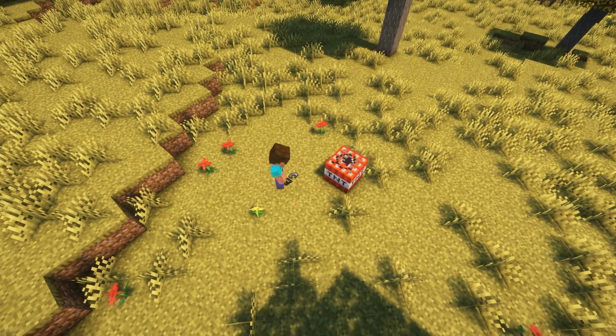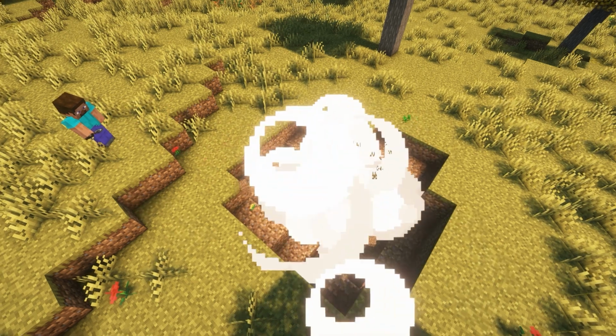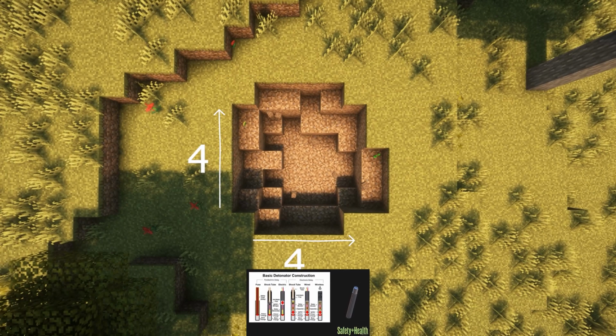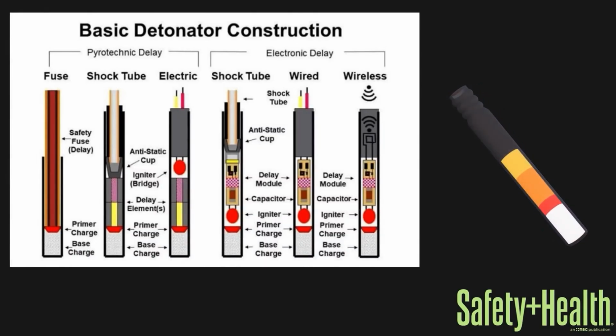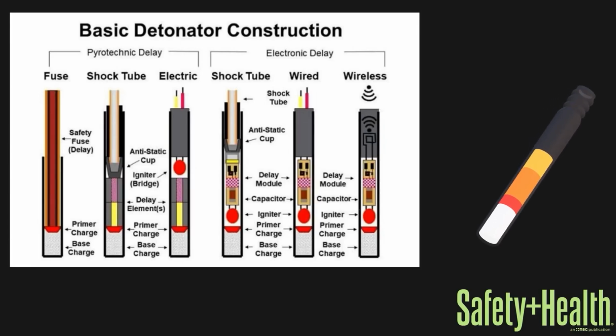TNT in Minecraft is pretty simple, right? Place it, light it, and you get an explosion that's about 4 blocks wide. But in reality, TNT doesn't just explode by setting it on fire. In the real world, TNT is shock sensitive. It requires a detonator to trigger the explosion. This is a crucial difference from Minecraft, where the block goes off the moment you light it up.